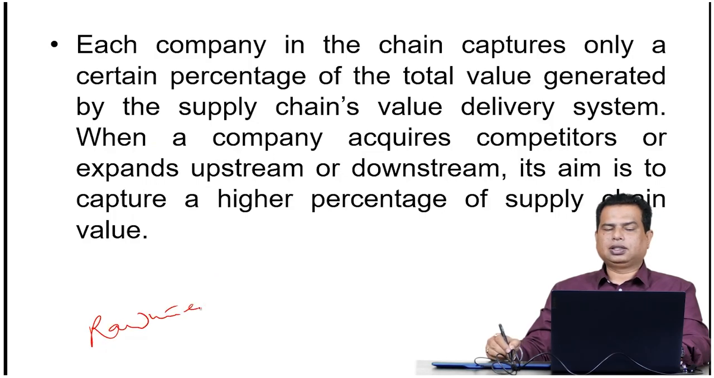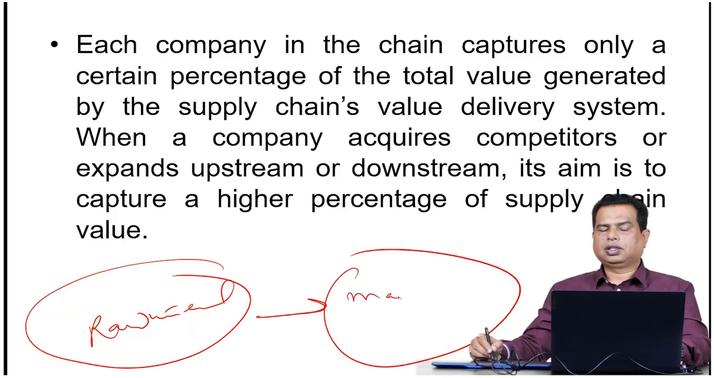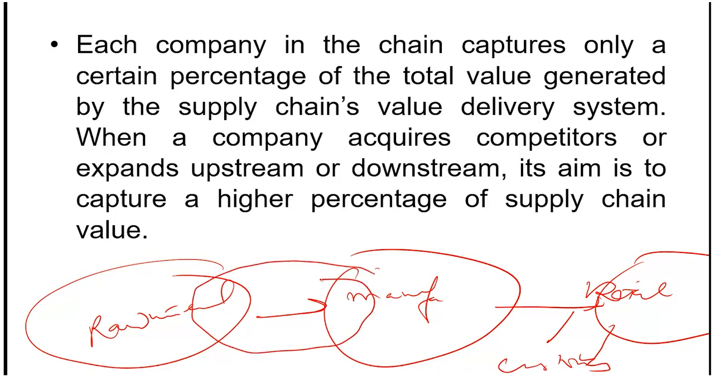here are the raw materials, then here is the manufacturer, and here is the retail channels. And these retail channels then deliver to the customers. So if the manufacturer is now going to perform these activities, it means we are going to have a backward integration. And if a manufacturer is going to perform these activities, then it is a forward integration.